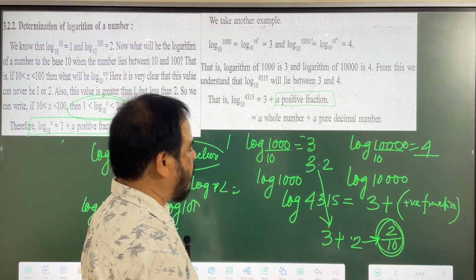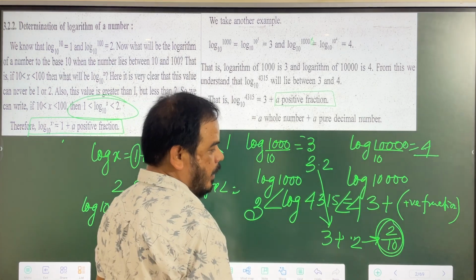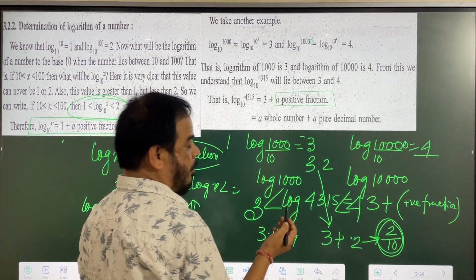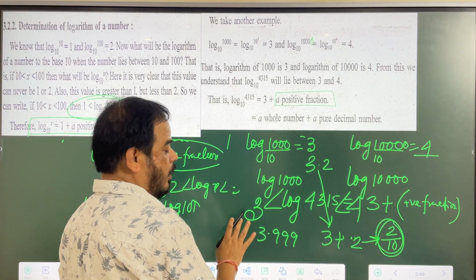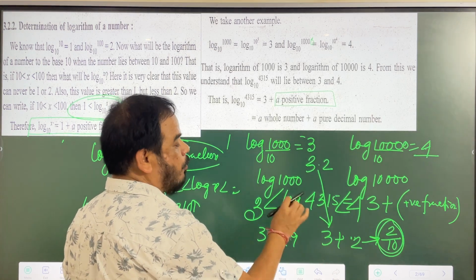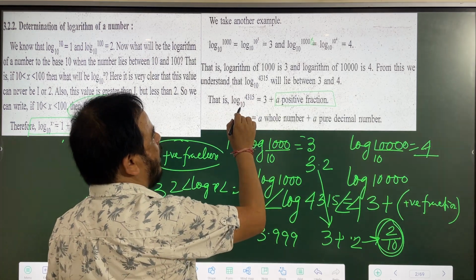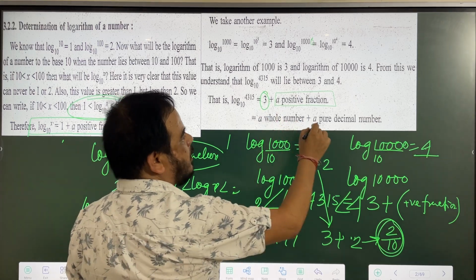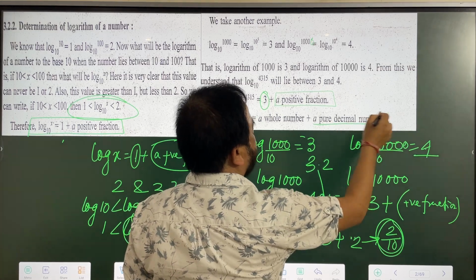Log 4315 will be greater than 3 and less than 4. It may be 3.9999, whatever it is, but it will not be 4, and it will not be 3. Whatever the value, it will be greater than 3. So log 4315 base 10 is a whole number plus a pure decimal number. A positive fraction or a pure decimal number, same meaning.